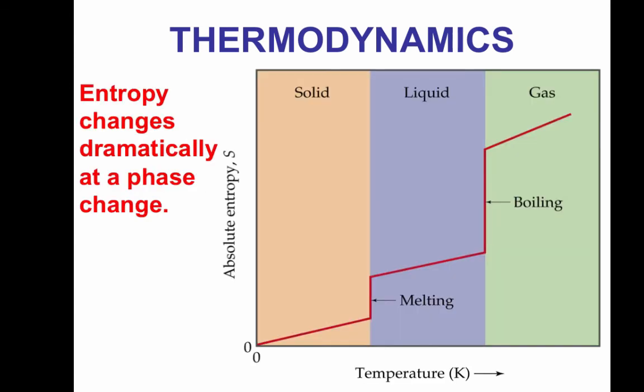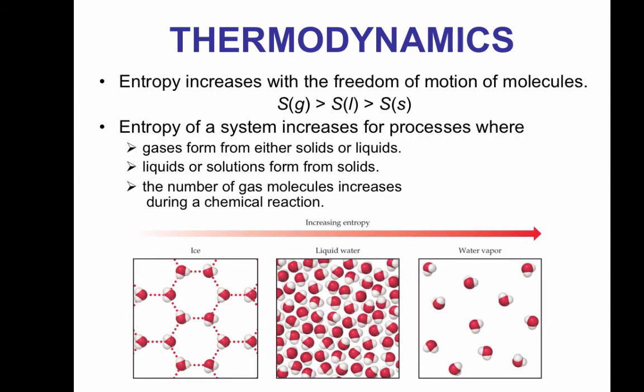So looking at this graph, you can see that entropy changes dramatically at a phase change. We can look here, your entropy starts to increase slightly, and then when you hit that phase change, it jumps dramatically. So the reason why is because entropy increases with the freedom of the motions of molecules, right? So as your molecules can move more, they become more disordered, and entropy increases. Okay, so like we talked about before.